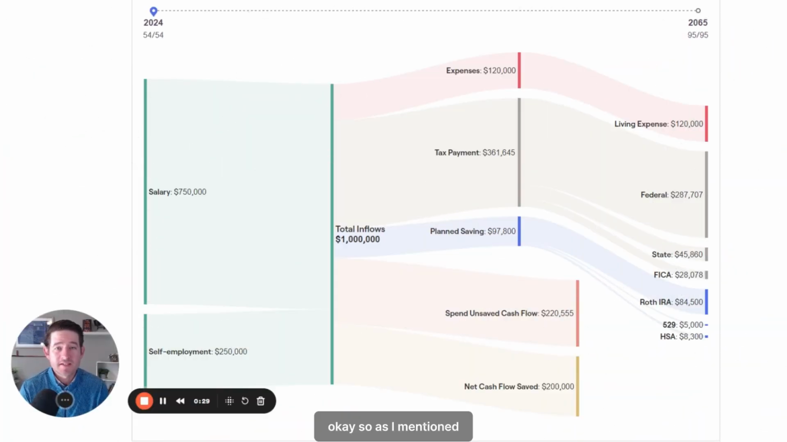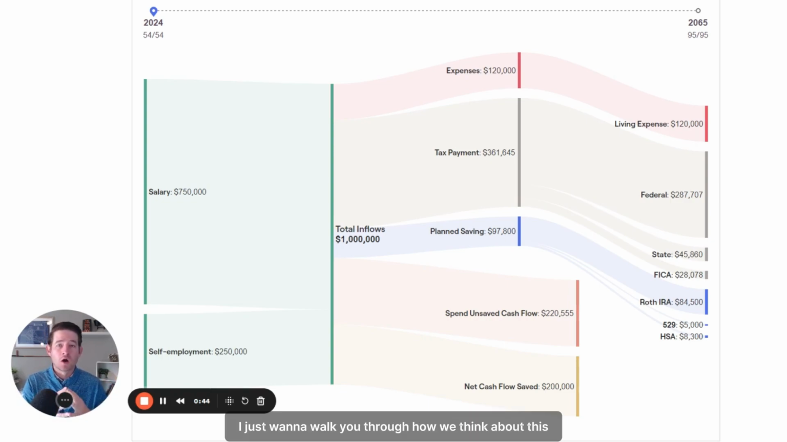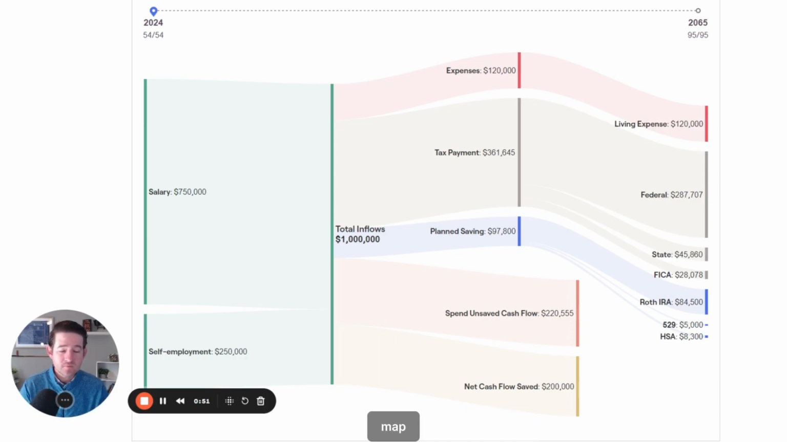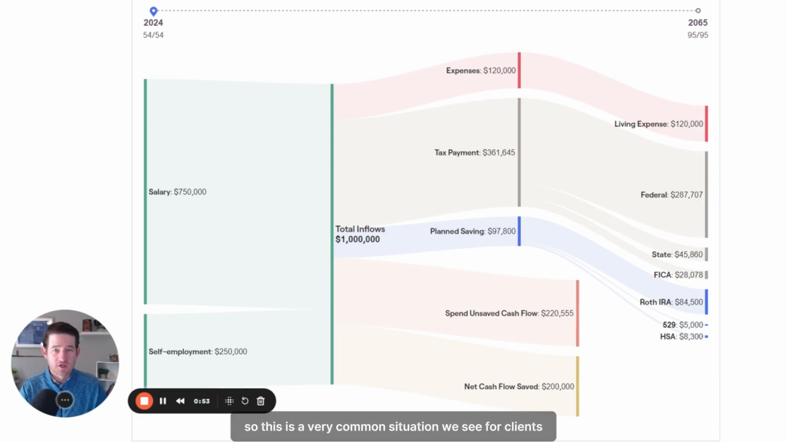Okay, so as I mentioned, today's video is going to be all around cash flow planning and the framework that we use in order to give direction to the excess income for a business owner. So what we're looking at here is what we call a cash flow map. And in this video, I just want to walk you through how we think about this and the ins and outs of this particular cash flow map. So this is a very common situation we see for clients.